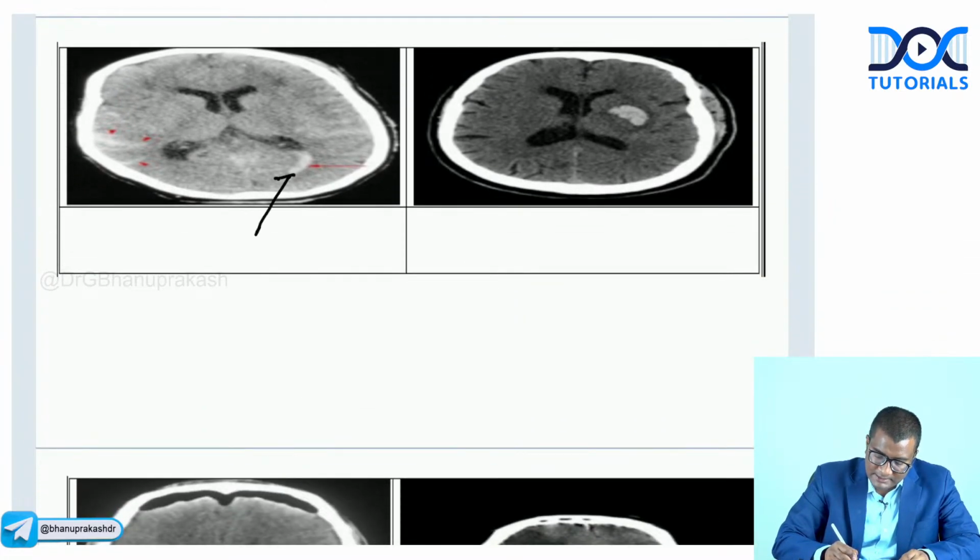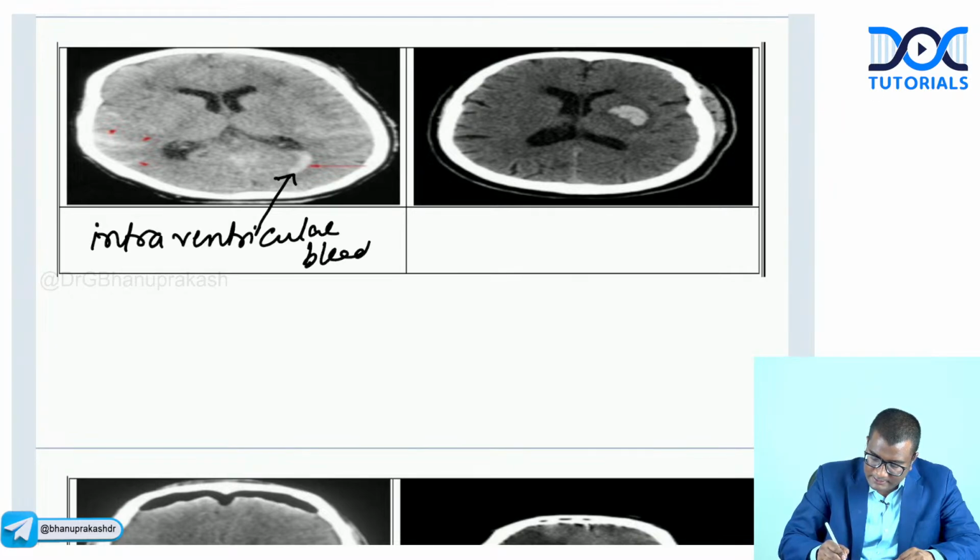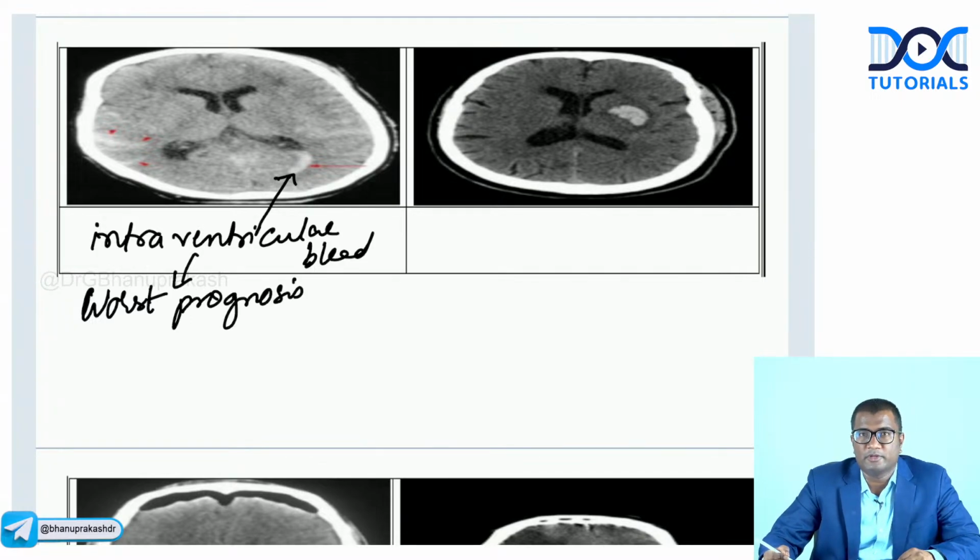If you see hyperdensities in the ventricle, especially the occipital horns of the lateral ventricle, this is an intraventricular bleed. So this is how we have the intraventricular bleed. And this has the poorest prognosis, the worst prognosis among the bleeds that we have. It indicates a lot of trauma to the brain.